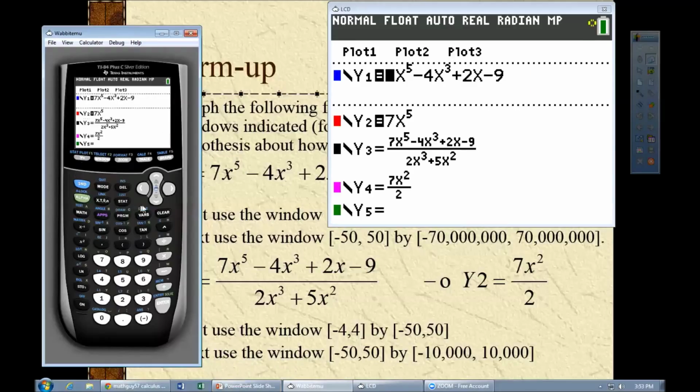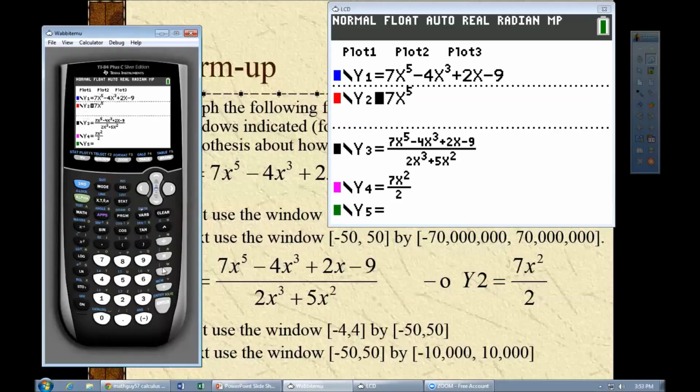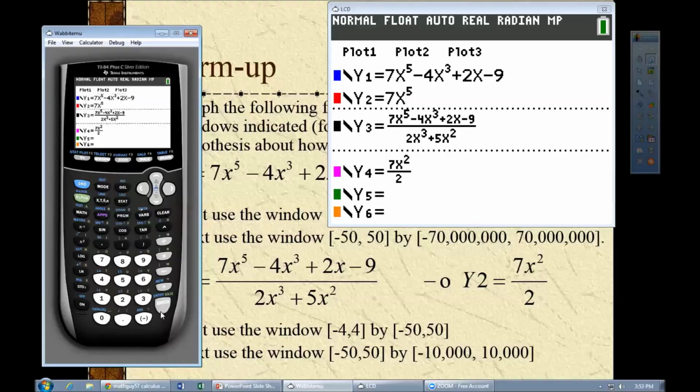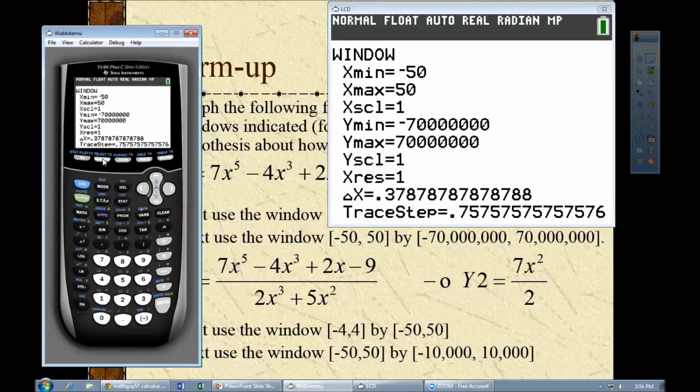Let's now switch to another pair of functions to compare. I want to compare the rational function 7x to the fifth minus 4x cubed plus 2x minus 9 all over 2x cubed plus 5x squared. Compare that to the rational function 7x squared over 2. So firstly, I'll change the window and look at what these look like near zero. X is -4 to 4. For the y's, -50 to 50.